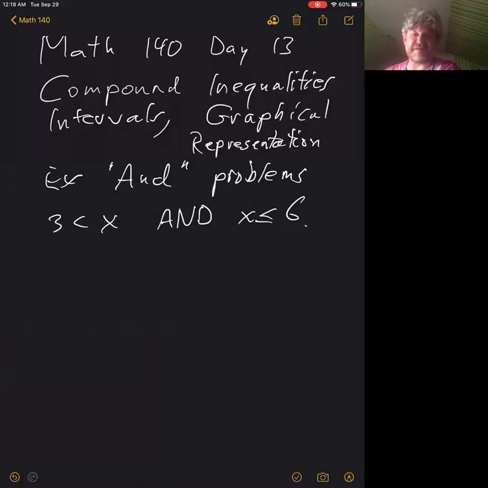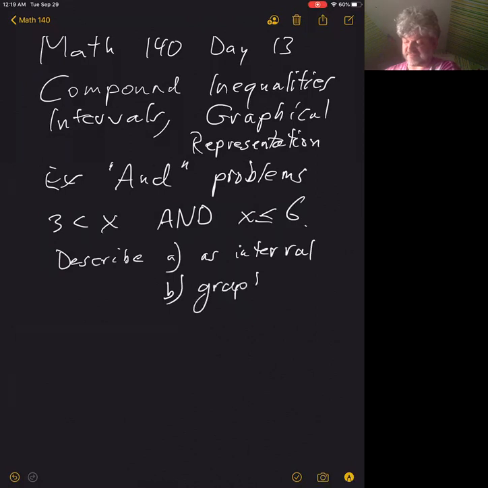What does it mean, find? There's infinitely many x values. So how do we describe them? Describe as an interval. Describe graphically. That would be the typical question.